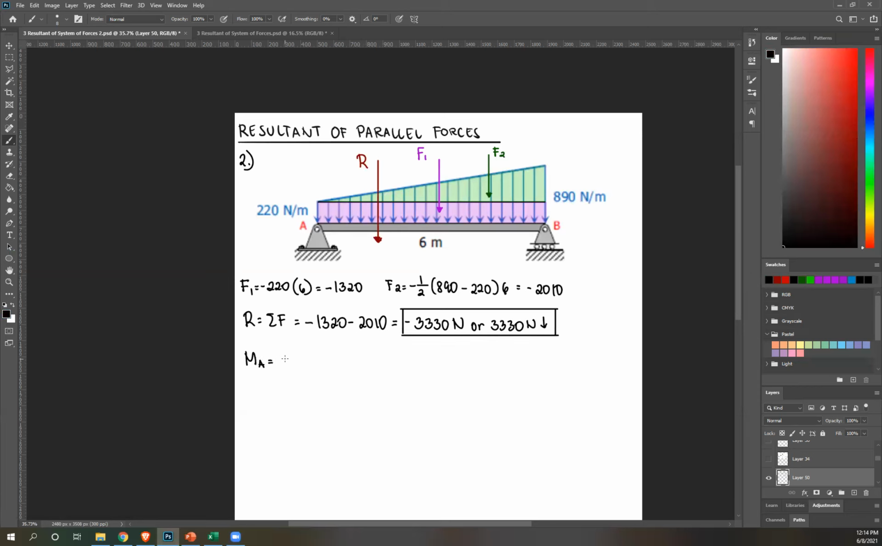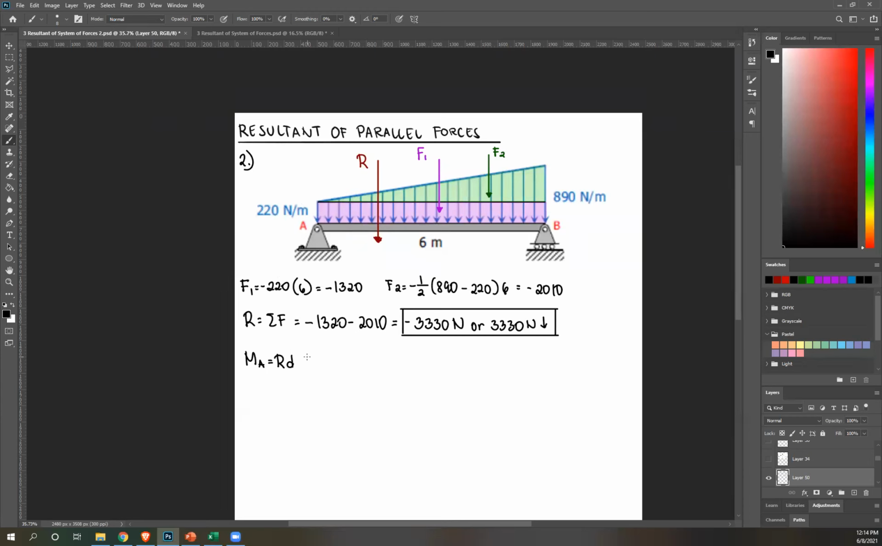So take moment about A, and that is just equal to RD. Remember our new equation for resultant of parallel forces. Create our equation, summation of moment at A. So let's start with F1. Okay, rotate F1 about A. That's clockwise, so positive F1.